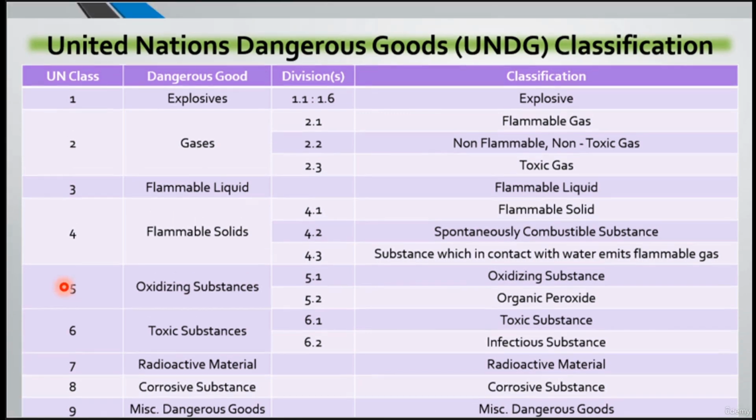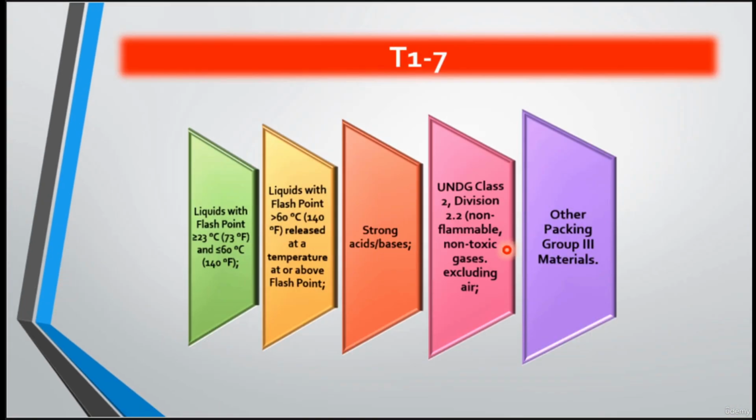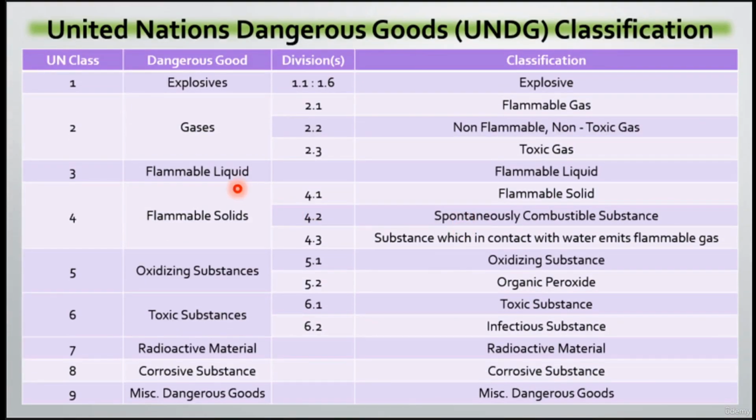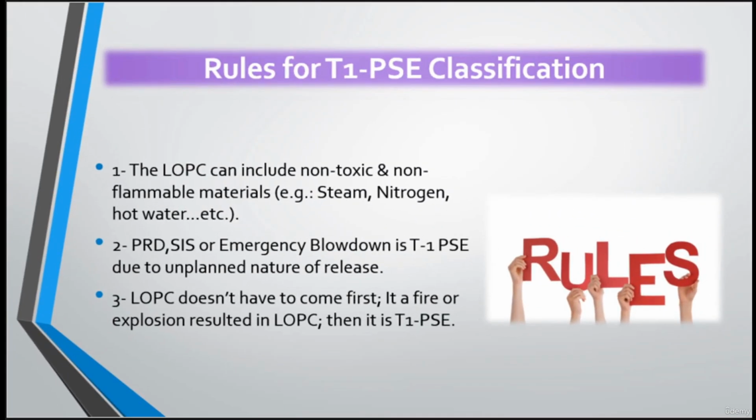What does tier 1 level 7 say? It says here class 2 division 2.2. Let's go to the classification. You will have here the class 2 division 2.2 non-flammable, non-toxic gases. Okay, moving on. What are the rules for tier 1 PSE classification?